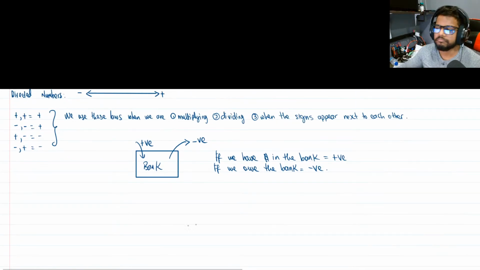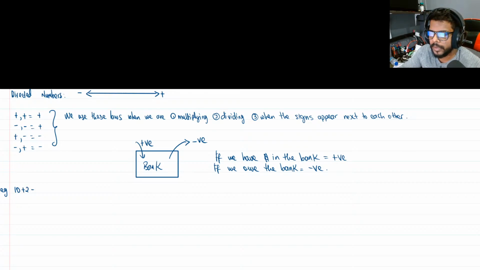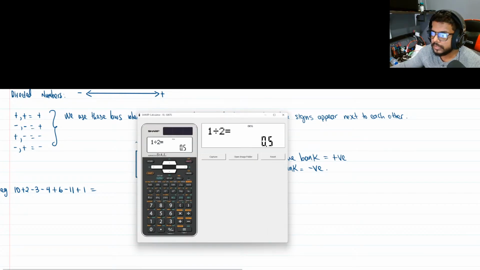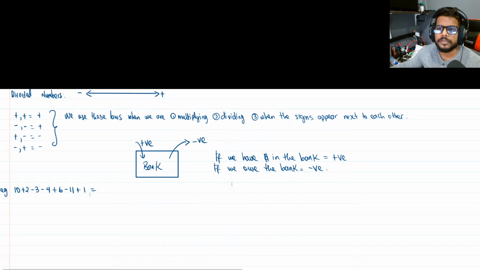Let me see what we can do. I'll do the first example and then we'll try and follow suit together. Let's say I have to calculate the sum of a series of numbers: 10 plus 2 minus 3 minus 4 plus 6 minus 11 plus 1 is equal to. There are plenty of numbers to deal with here. I could just slap it in my calculator and get the answer, but I want to show you how to do it without using a calculator.